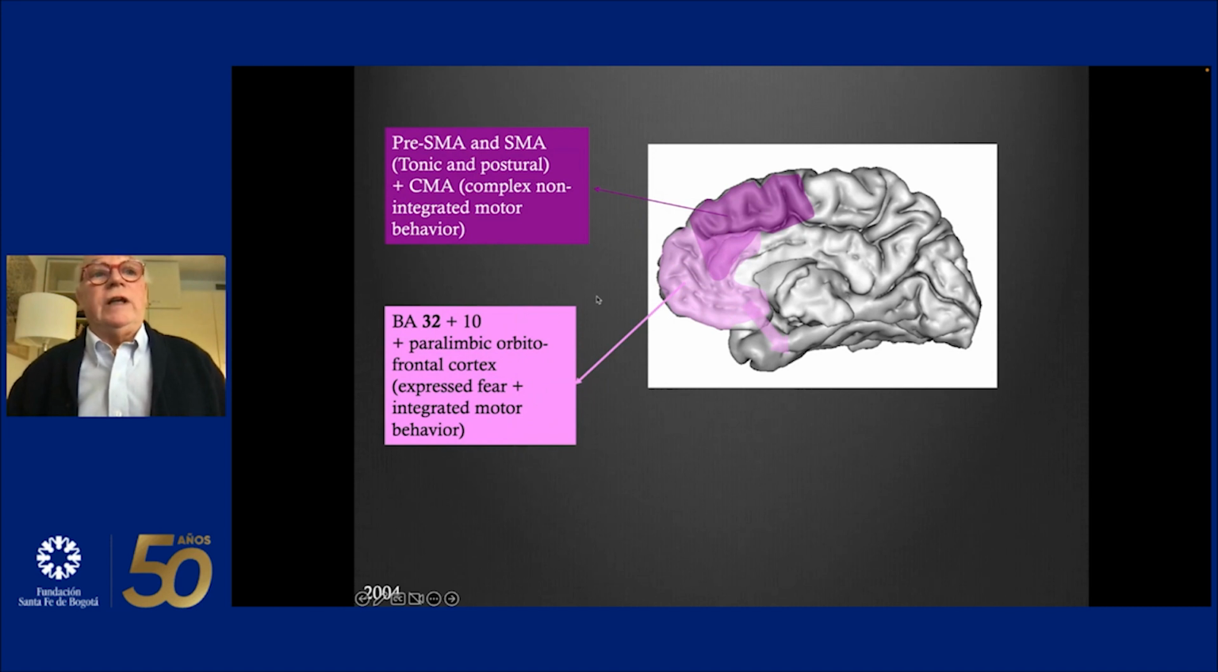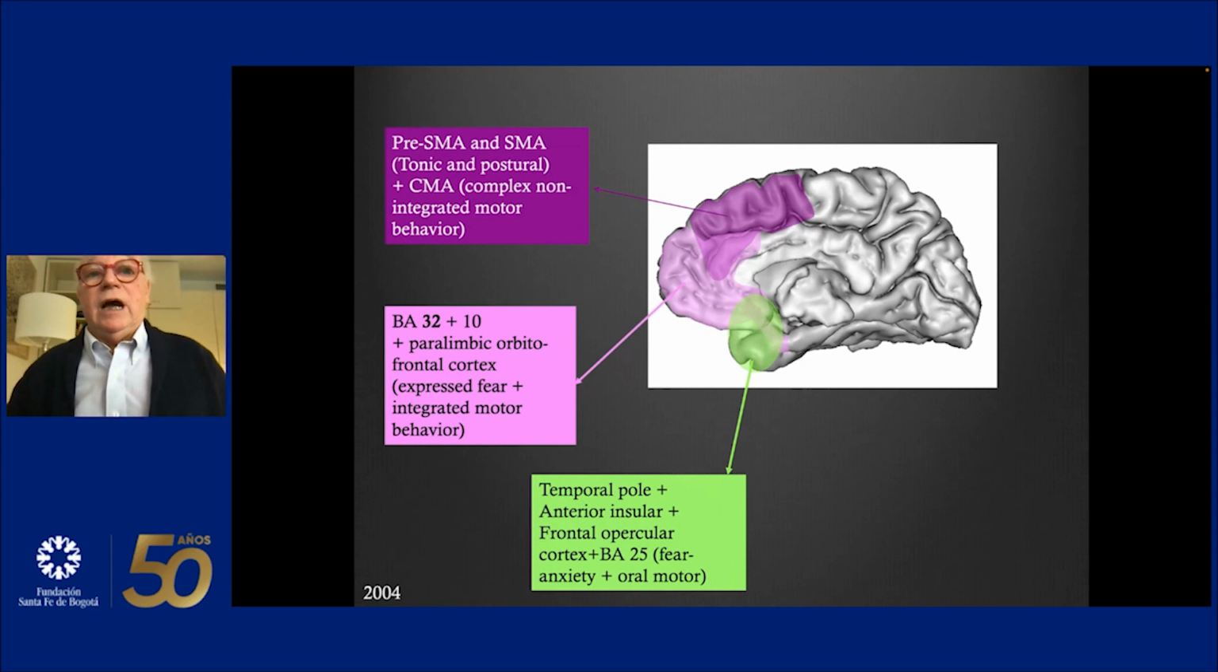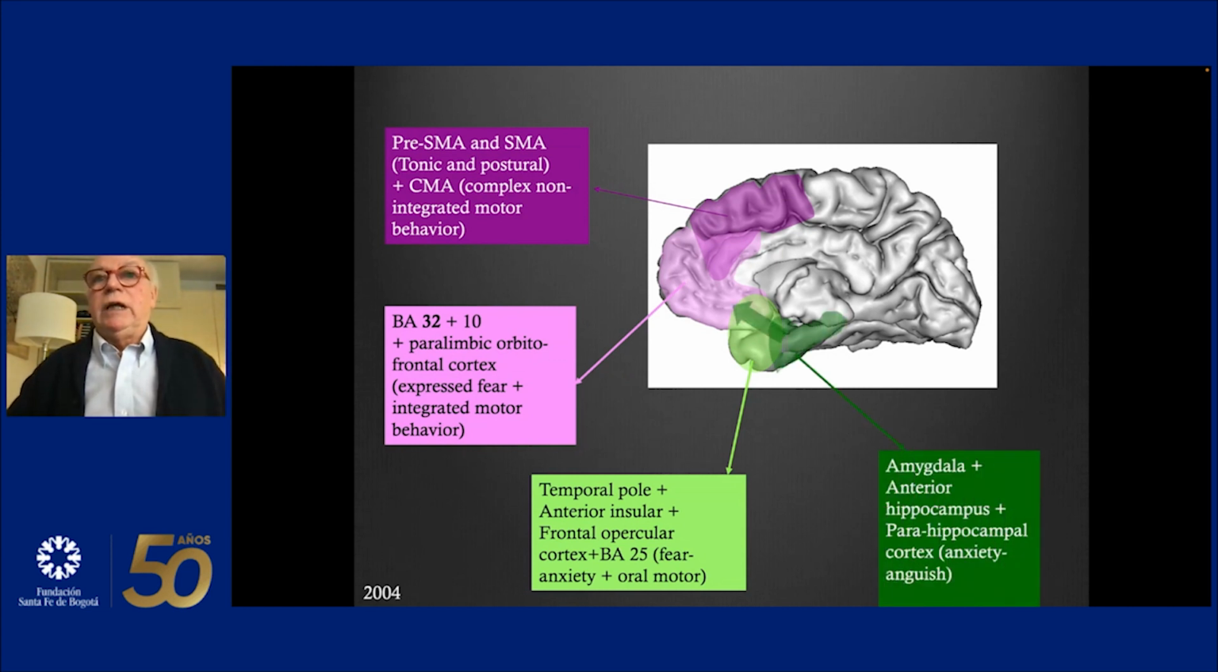And when we move ventrally, we have a more expressed fear with the face, and an integrated motor behavior of fear, like the patient I showed you crying and screaming. And more ventrally, you also have the temporal pole plus anterior insular and prefrontal opercular regions, with fear, anxiety, and oral motor behavior, but not the whole body. And more posteriorly, you have the classical amygdala and anterior hippocampus, with anxiety, anguish, and epigastric sensations accompanying fear.